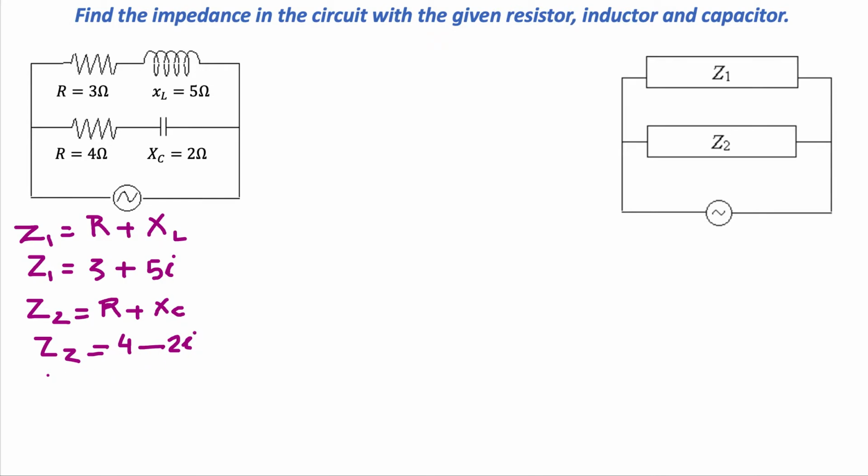So now, what do I have here? Those are in series, and now we can create another circuit. Here are impedance 1 and impedance 2, but those are in parallel. Because those are parallel, I'm going to find it a different way. 1 over Z is equal to 1 over Z1 plus 1 over Z2. So we can set up the equation this way.